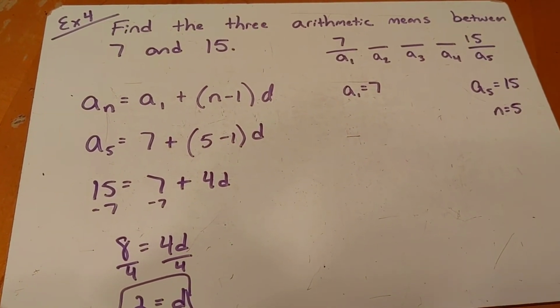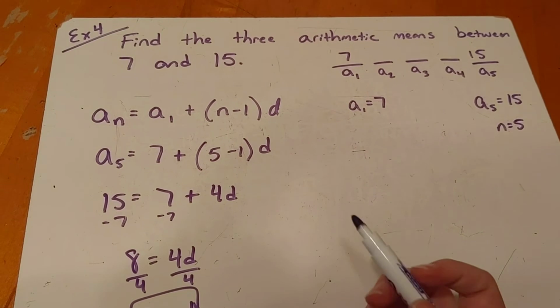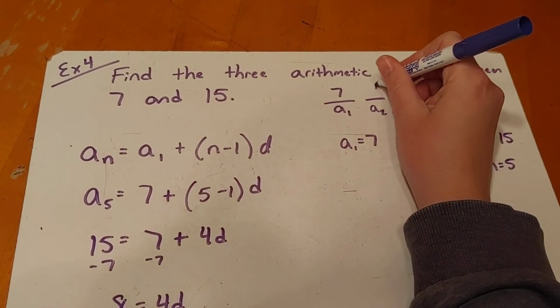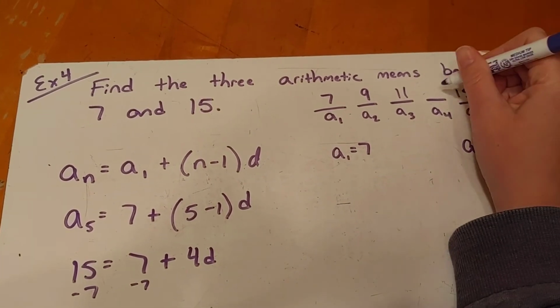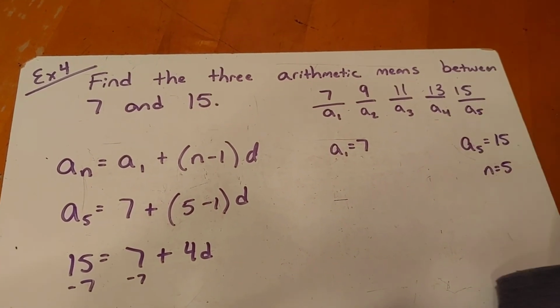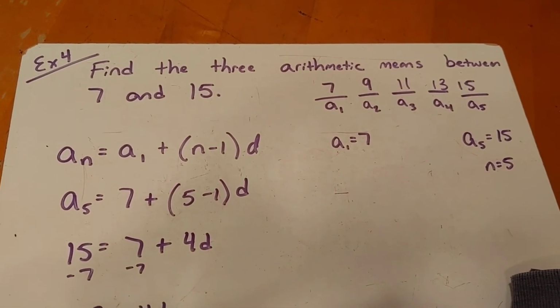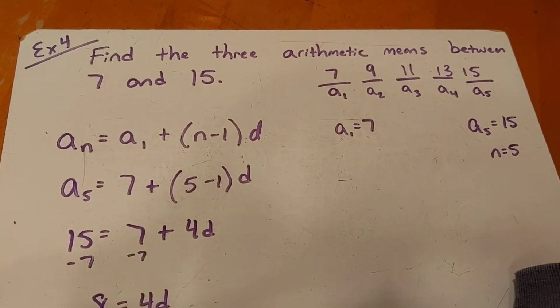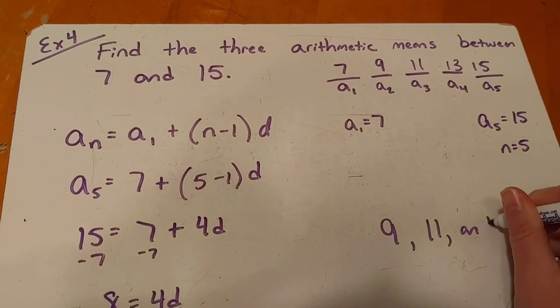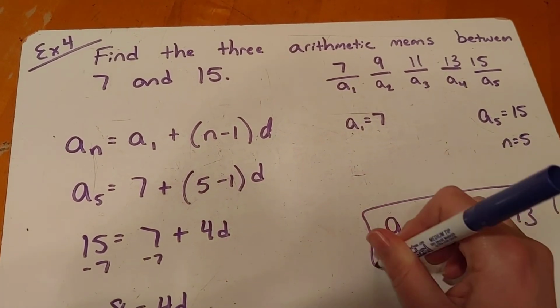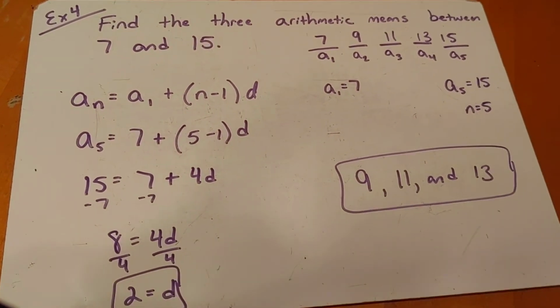I'm just going to use this common difference of 2 and find the answers, because 7 plus 2 is 9, plus 2 is 11, plus 2 is 13, plus 2 is 15, which means I know it works. So the three arithmetic means between 7 and 15 are 9, 11, and 13. Problem solved.